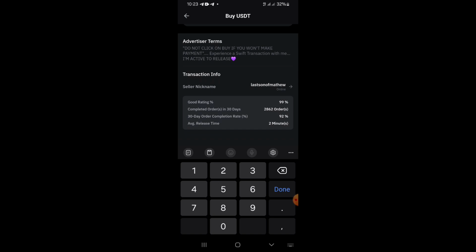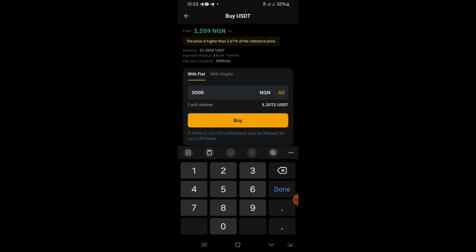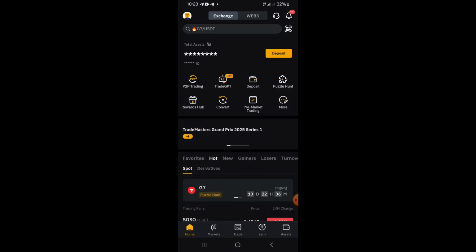And then if you see the good rating of this boy, it's at 99%. So we will look at all those things very carefully. I'm not buying now, it's just a tutorial. So when you buy, you will now move it to your exchange.